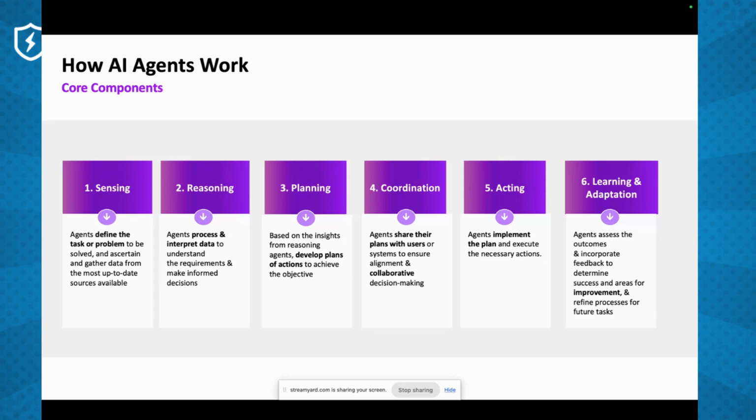Acting is important because we have created the plans, so you have to make sure that the plans are implemented and executed. And the last point, which is the most important point that I love about agents, is learning and adaptation, which means there is a continuous learning loop, so that your agent understands, and next time when you ask the same problem, it gives a more accurate answer. So these are all the core components of agents.